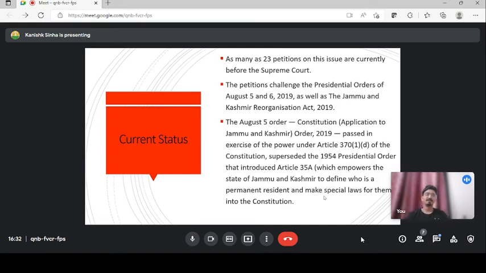Now let's understand the current status of Article 370, which was scrapped by the central government. 23 petitions have been filed related to the Jammu Kashmir Reorganization Act 2019, but the Supreme Court has not yet taken up the matter. Definitely the Supreme Court will take it. It is a constitutional matter, so it takes time. A bench has to be decided. The Chief Justice will decide the bench.